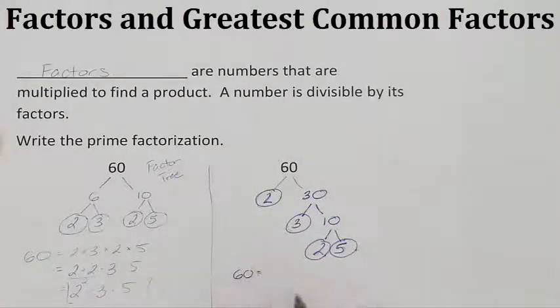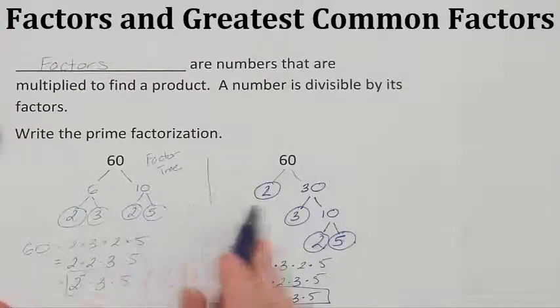So I know that 60 is 2 times 3 times 2 times 5. But these are supposed to be written in numerical order. So 2 times 2 times 3 times 5. But I know my rules of exponents. This can be written shorter. 2 is multiplied twice, times 3 times 5. This is the prime factorization.